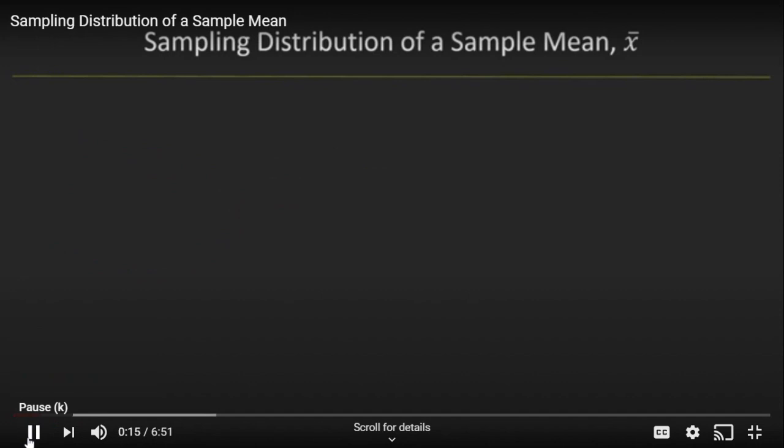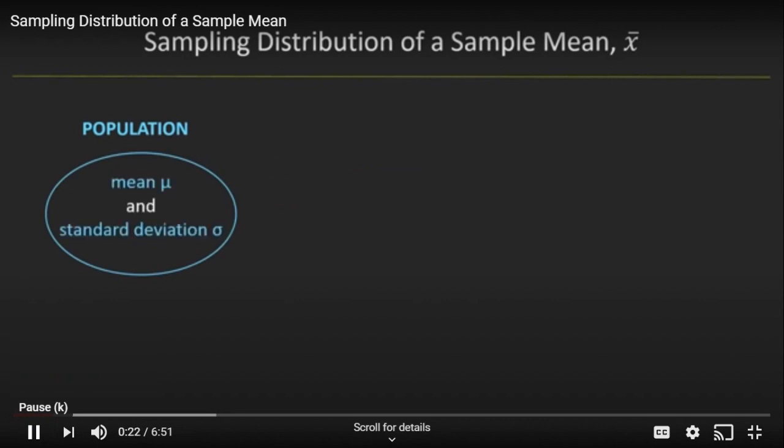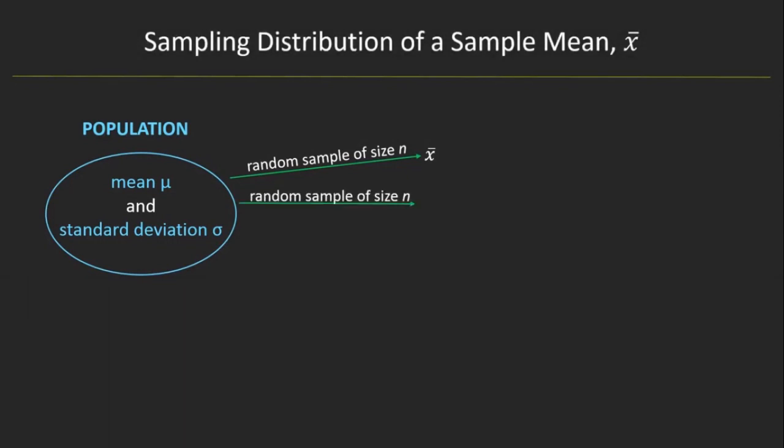Applet. Let's look at some more specifics. Suppose we have some population parameter that has a distribution with mean mu and standard deviation sigma. Then suppose we take a random sample of size n from that population. From that sample, we calculate the sample mean x bar. Then we take another random sample of the same size n, and we calculate the sample mean of that sample. Then we take another sample of size n from the population, and again we calculate the sample mean.